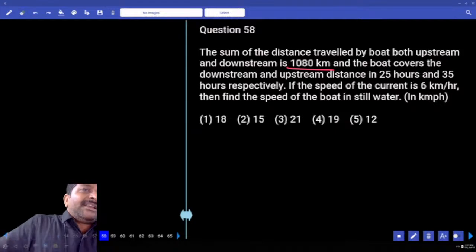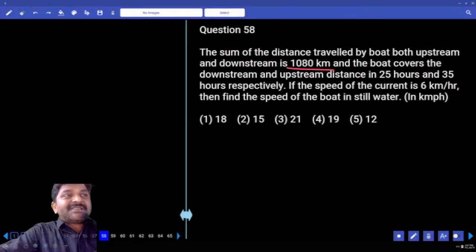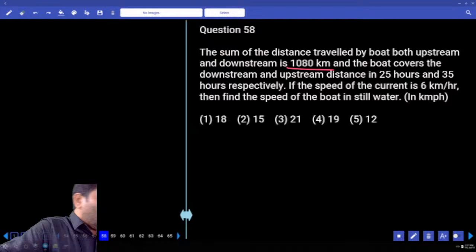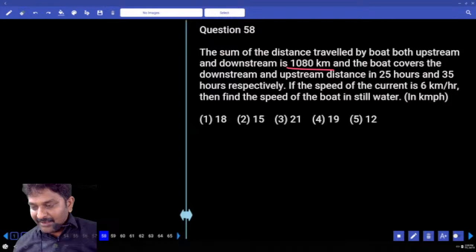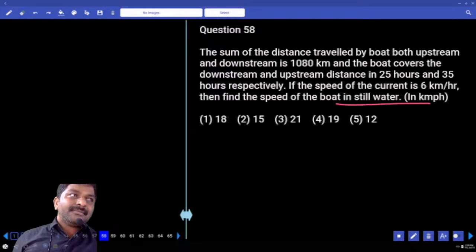Total distance covered in downstream and upstream. How much is covered in downstream? Don't know. They did not say equal distances are covered in downstream and upstream. So how much distance is covered in downstream? We don't know. How much is covered in upstream? We don't know. But the total is 1080. Is it clear? Right. Now what exactly is the question?